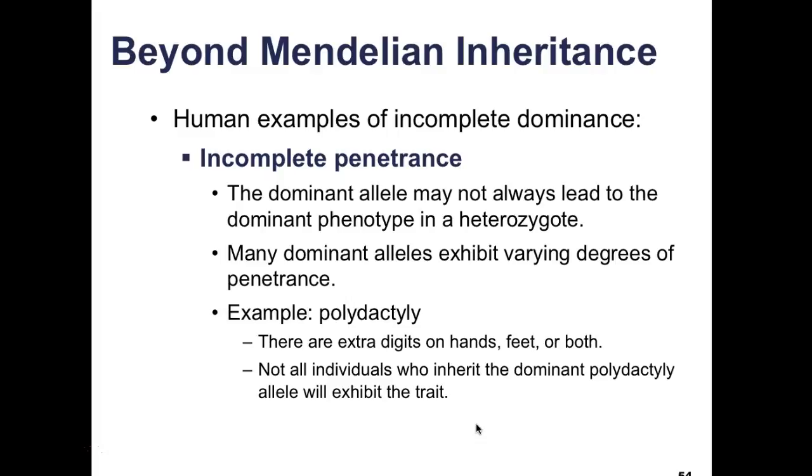Basically, the dominant trait itself is to have extra digits. So there are extra digits on the hands and feet, or both. When we talk about digits, we're looking at our fingers and toes. Most of us express the recessive trait. However, the dominant trait would be having 6 fingers or 6 toes instead of 5. So not all individuals who inherit the dominant polydactyly allele will exhibit the trait itself.